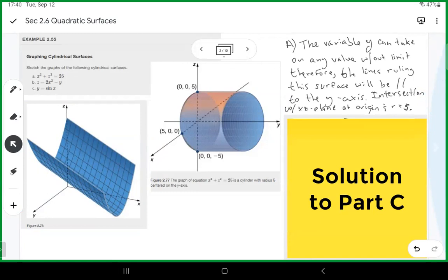All right, and then the last one is y equals sine x. So in this equation, we can see that it's just got y and x, so that should take us back to our algebra days, which means that variable z can take on any value without limit. Therefore, the lines composing this surface are parallel to the z-axis. So then we're looking at a surface with an intersection between the xy plane and the sine x curve. So that's going to look like this.